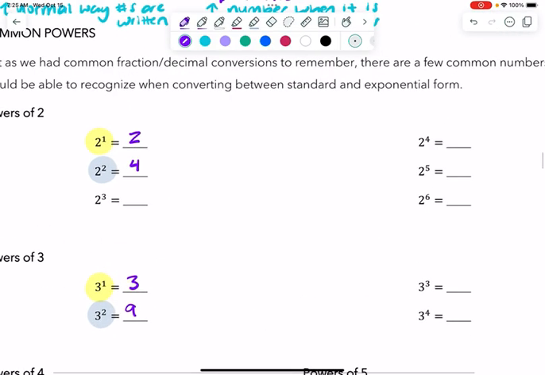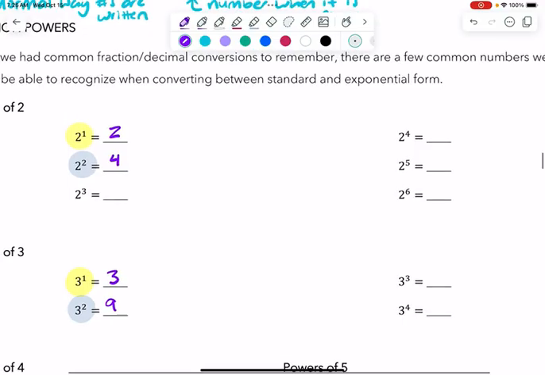Now, going from exponential form to standard form is actually pretty chill, because even if I don't know what it is off the top of my head, I can go ahead and write it as repeated multiplication. Now, I know we've already figured out the first ones, but I'm going to write those out as repeated multiplication anyways.